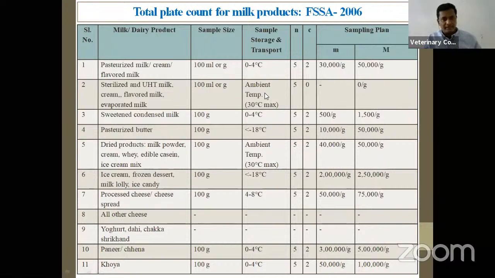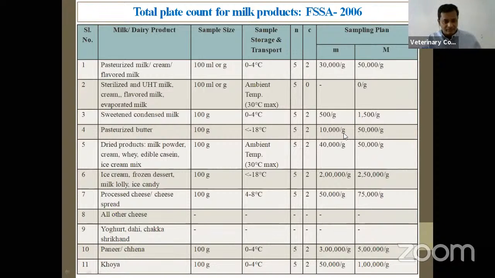Likewise for UHT, c is equal to 0. c equal to 0 means not even a single sample should have any count. You have collected 5 samples. Even if a single sample has one coliform unit, reject. There is a breach in the processing of the UHT milk. That's why. See the stringency here. The standard plate count or the total plate count indicates the contamination that occurs during processing.